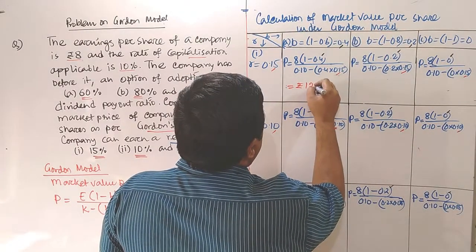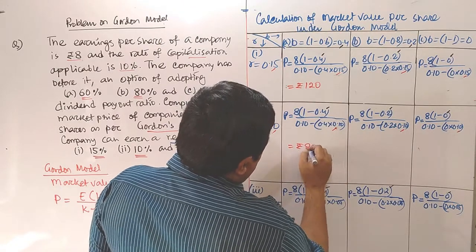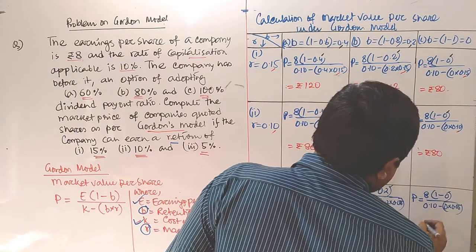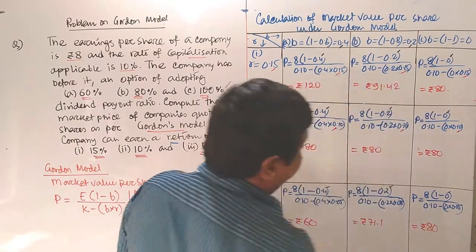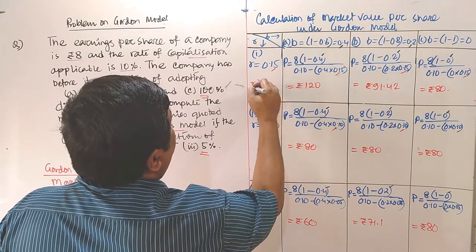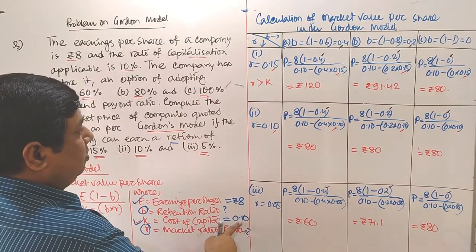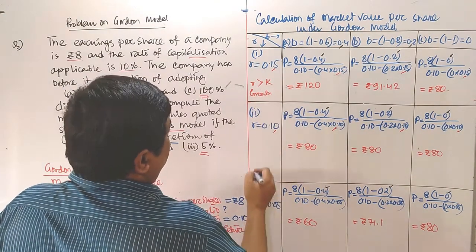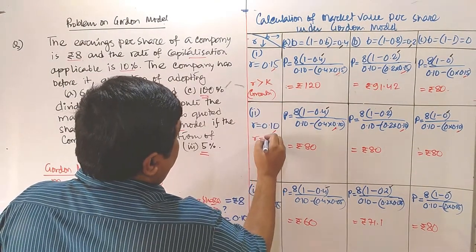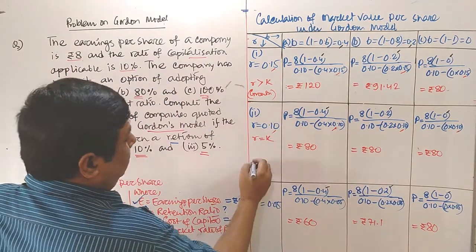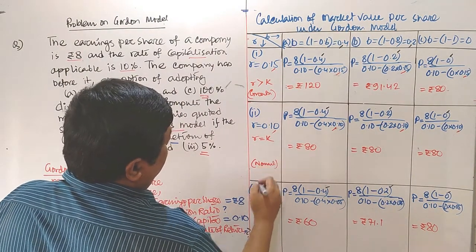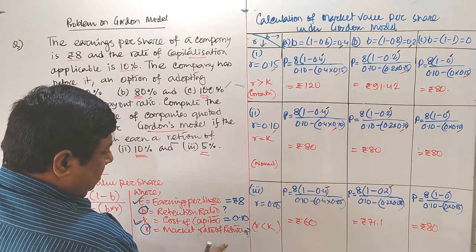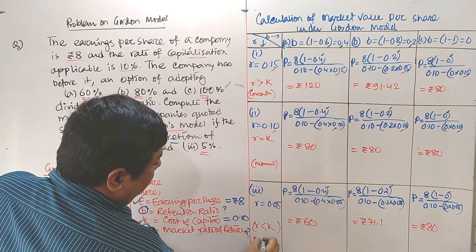Answer, it is rupees 120, rupees 80, and rupees 60. It is also rupees 80, rupees 80. In option 1, R is greater than cost of capital. Since cost of capital is 10%, it is considered as a growth firm. In option 2, R is equal to cost of capital, 10%. It can be categorized as a normal firm. And in option 3, where R is less than cost of capital, it is considered as a declining firm.